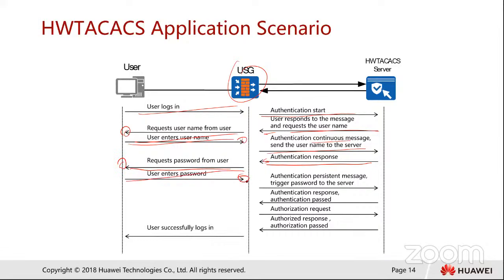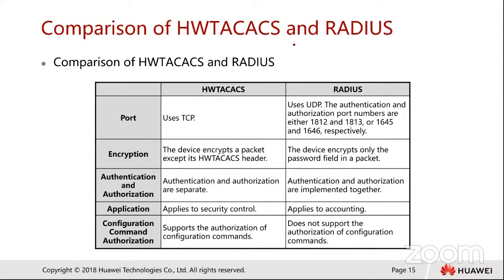When the user enters the password, it goes through to the server, and the notification message triggers the password to the server. Then the authentication response says authentication passed, and then an authorization request is sent. After the device receives the authentication response and the authentication is passed, it requests authorization. Then the authorization response is passed, the user successfully logs in, and they can access the resources from the server.